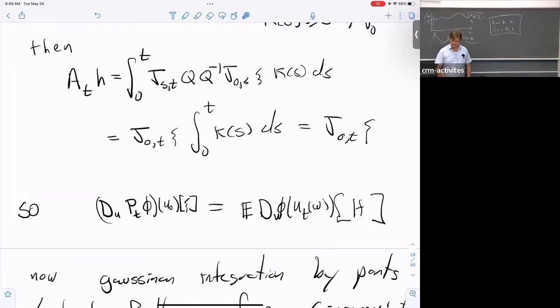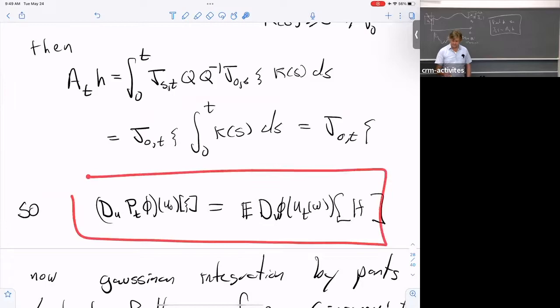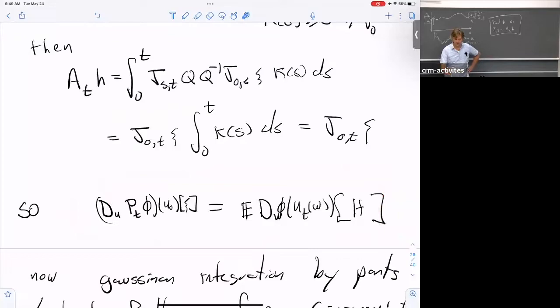So now this was the idea in the Bismut-Elworthy-Li formula. That gave us the connection between these two derivatives, which I wrote in different notation right here. The derivative in space and the derivative in the noise, yeah? The derivative in the initial condition and the derivative in the omega, yeah?